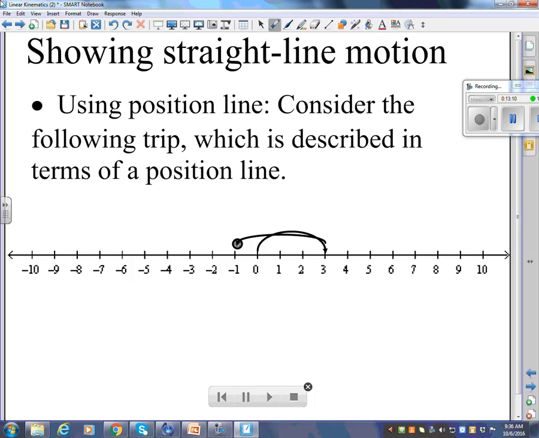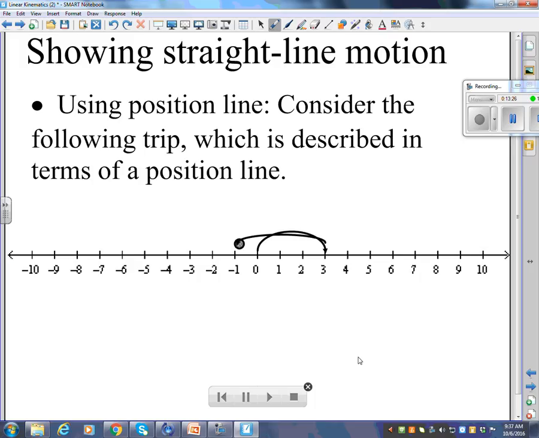I've got a little animation here. You can do it on your own if you wish. There's the little ball. It goes like that. There's the +3. And then it comes back to -1. Goes to 3, and then back to -1.